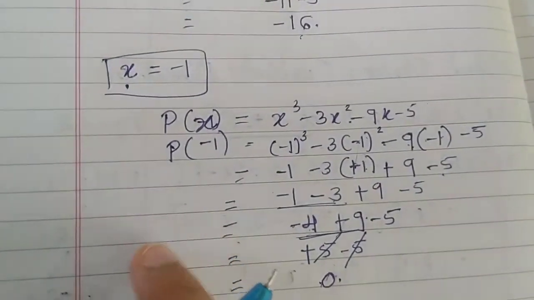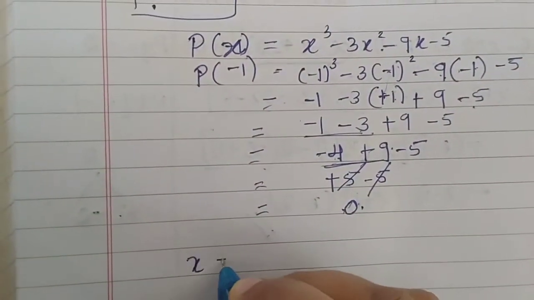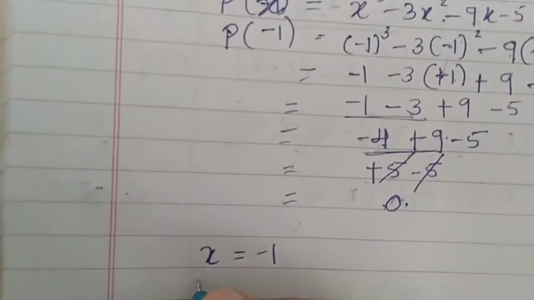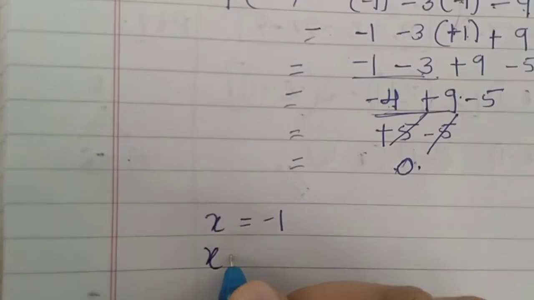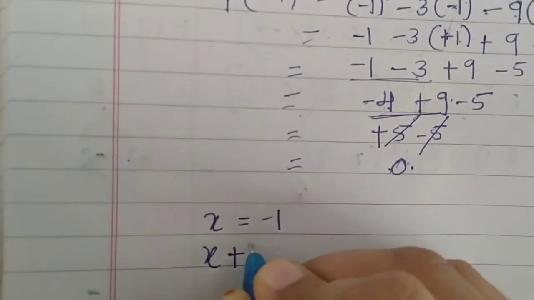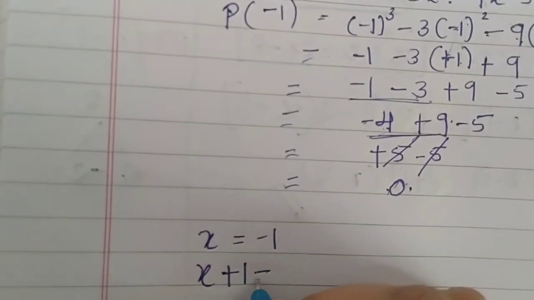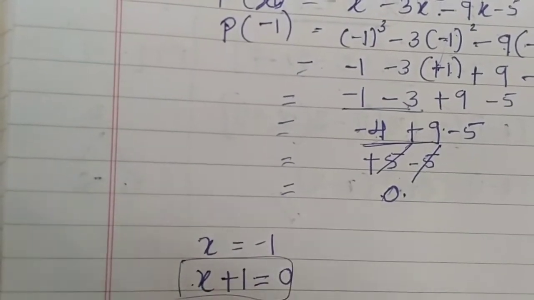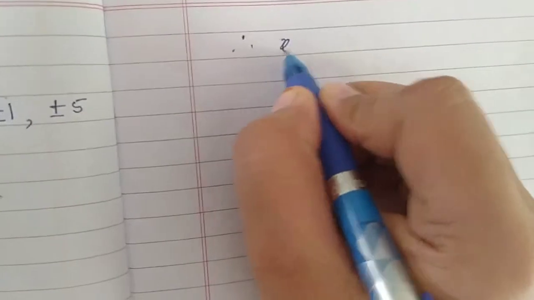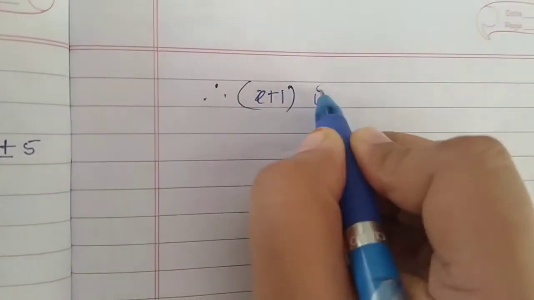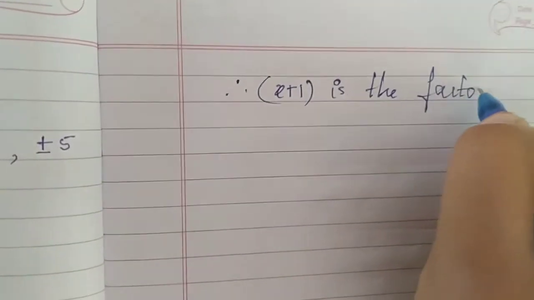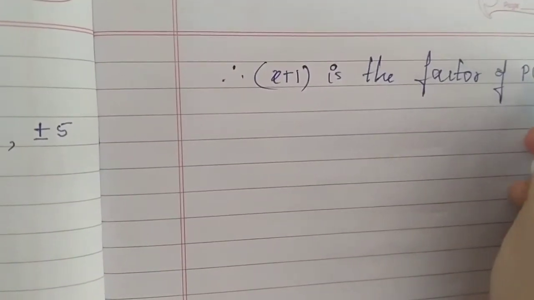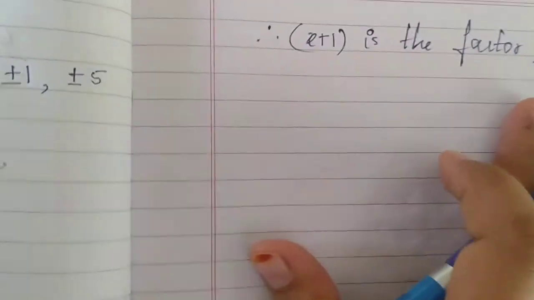So now what you have to do now, x is equals to minus 1 is there, right? So x equals to minus 1. So this minus 1, if it comes to this side, what will it become? X plus 1 will be equals to 0. Okay, so now you can conclude that therefore x plus 1 is a factor of p of x. Again the same procedure you have to follow.